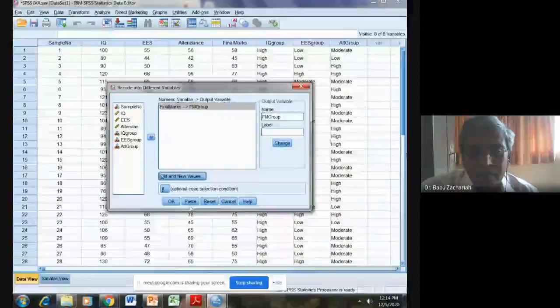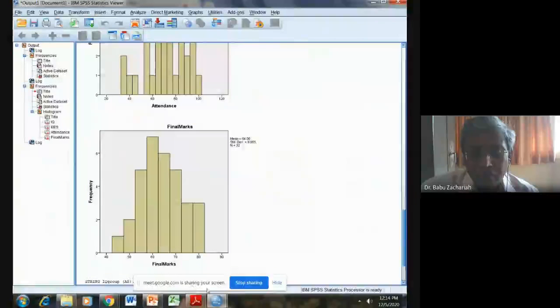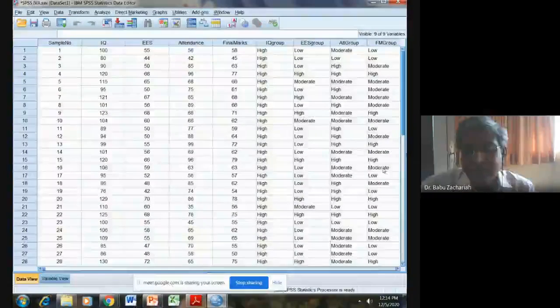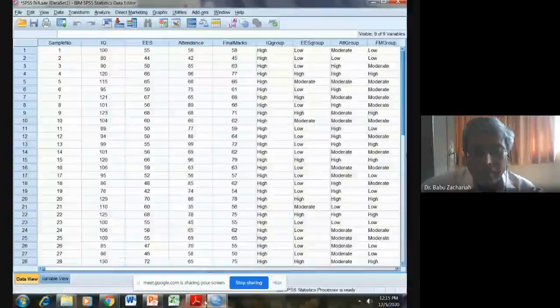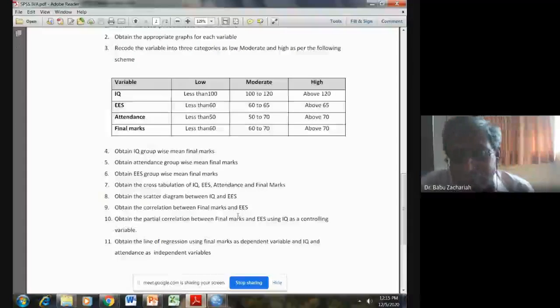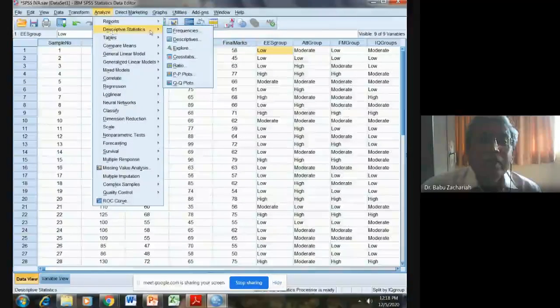Continue. Click OK. Go to the data sheet. See that the fourth also is classified. Now the next question: obtain IQ group-wise mean marks. Categorical analysis. So low IQ, what is the mean marks? Moderate IQ, what is the mean marks? High IQ, what is the mean marks? That's the question. So descriptive statistics, frequencies.